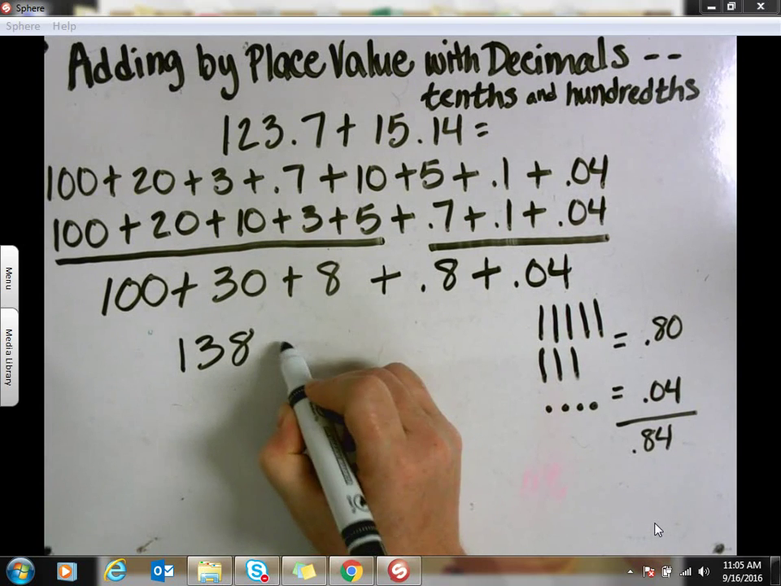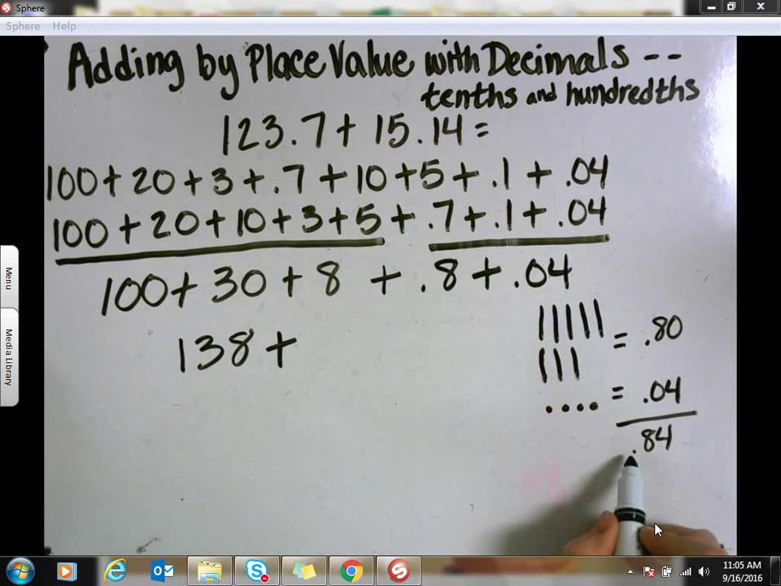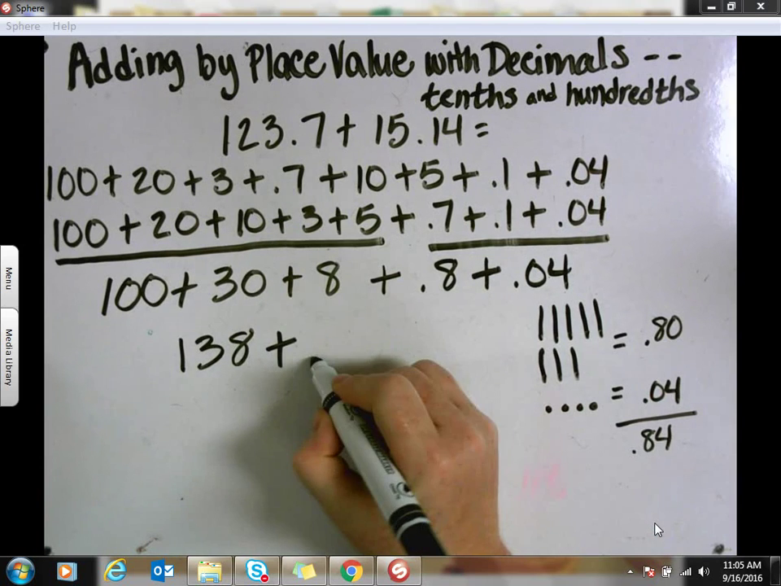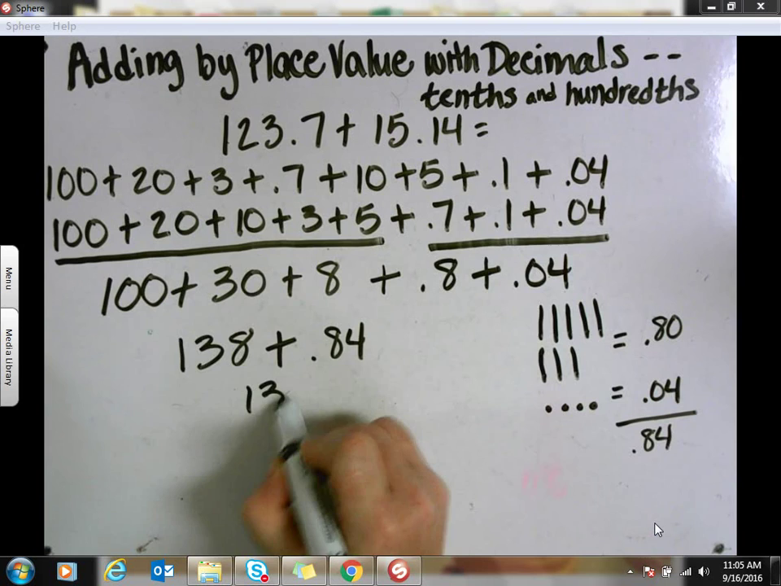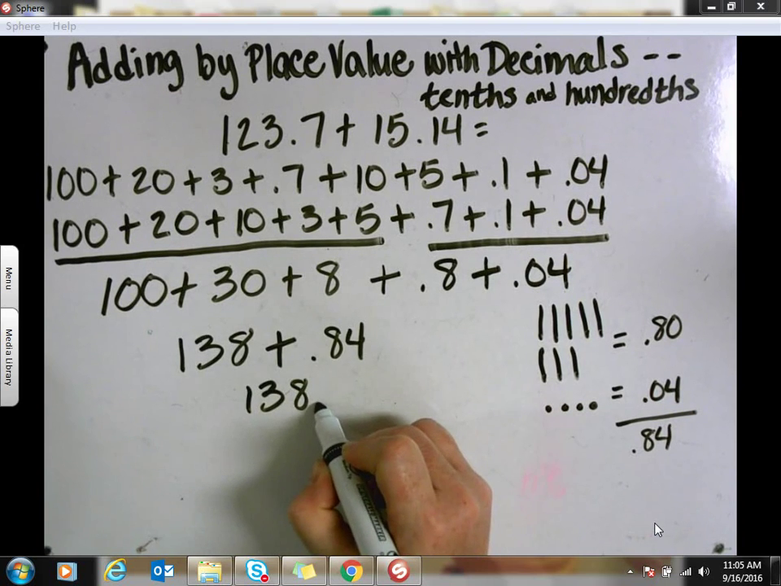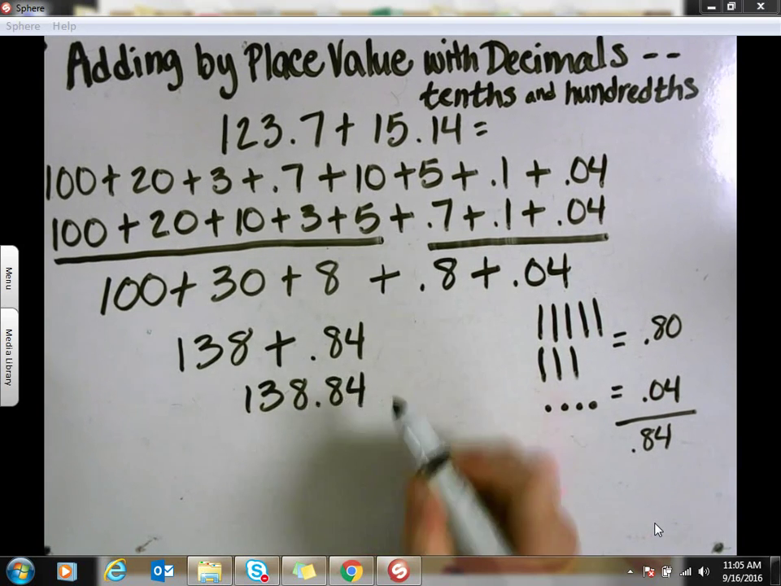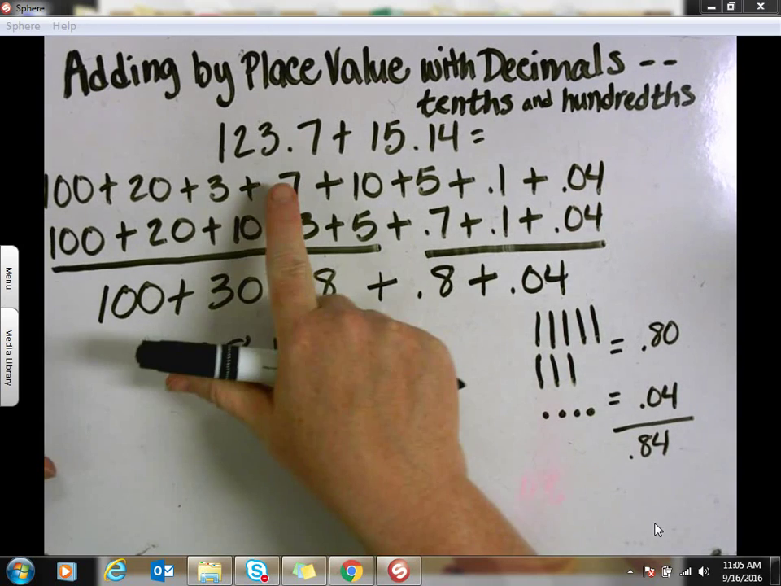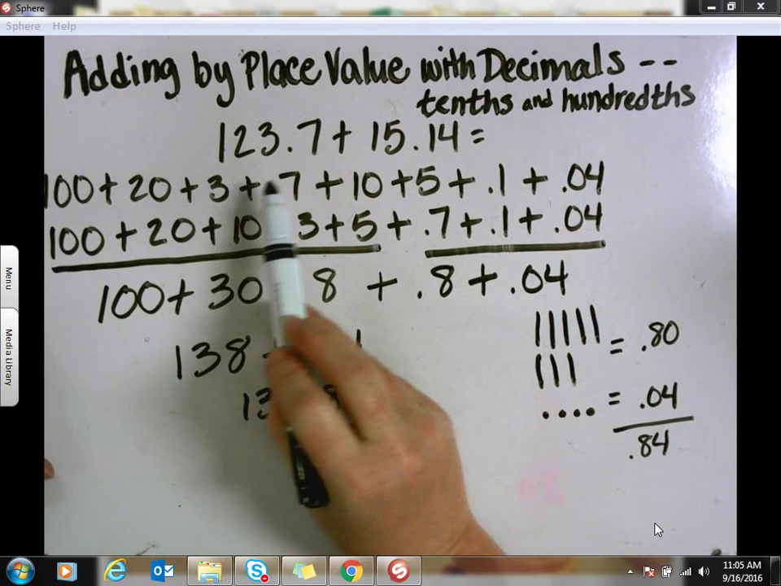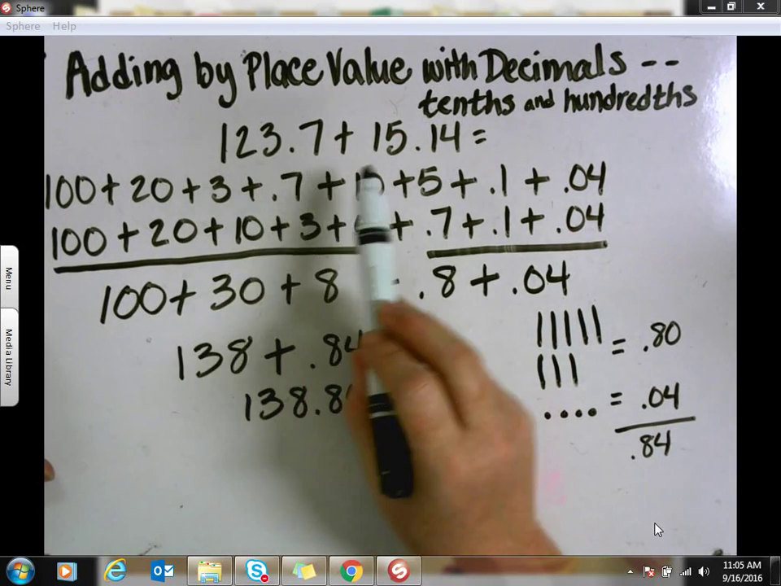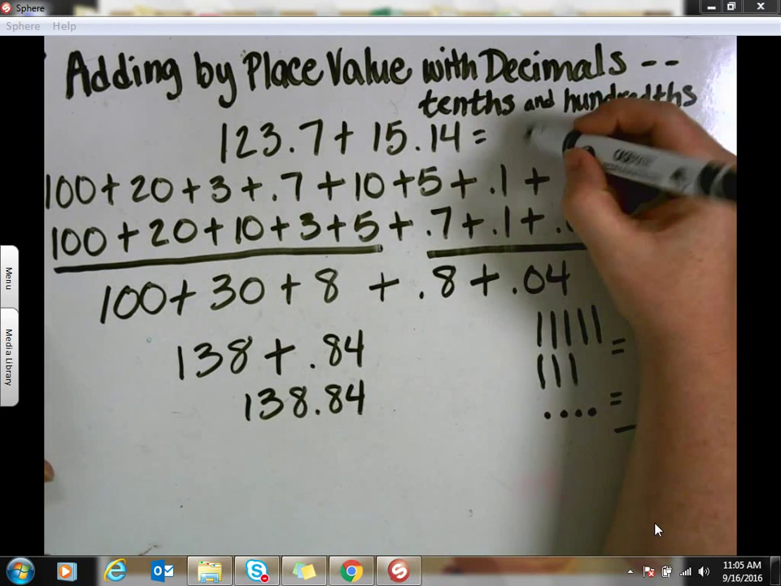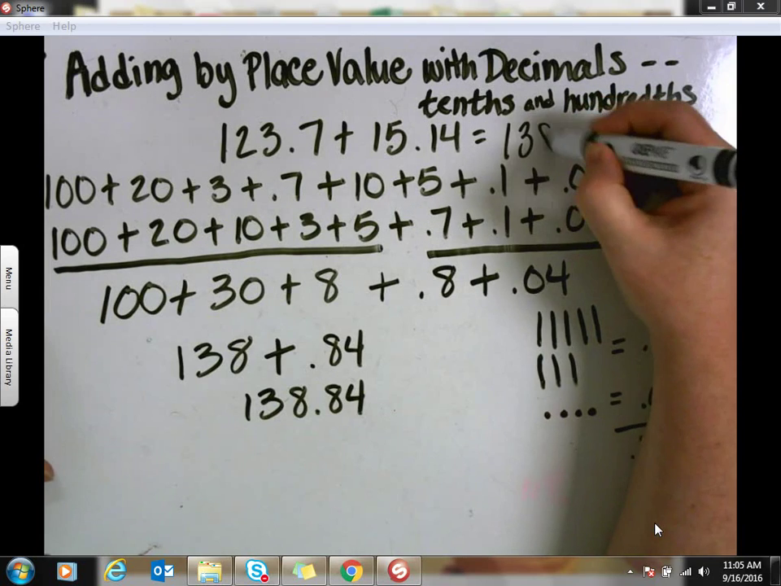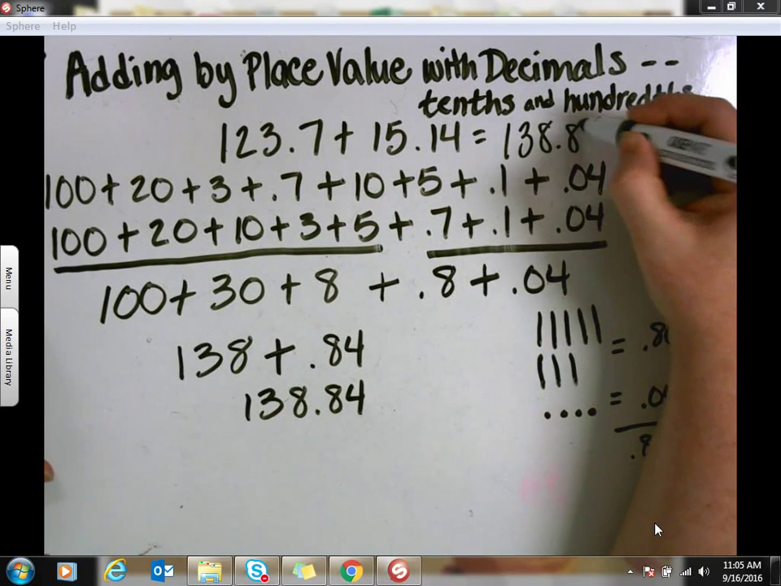138 plus the 84 hundredths equals 138 and 84 hundredths. Looking back at my original equation, 123 and 7/10 plus 15 and 14 hundredths equals 138 and 84 hundredths.